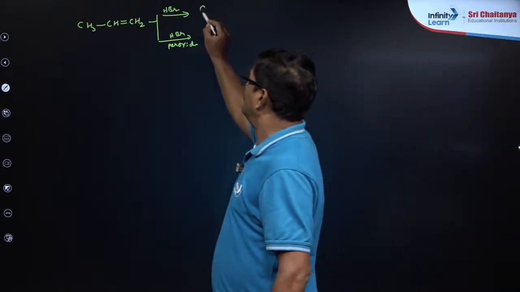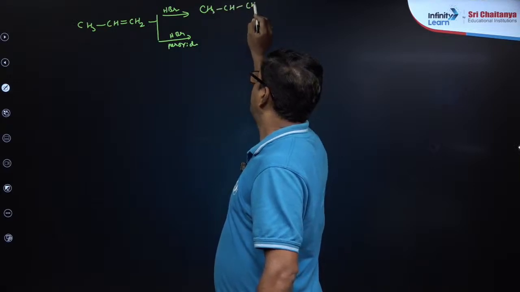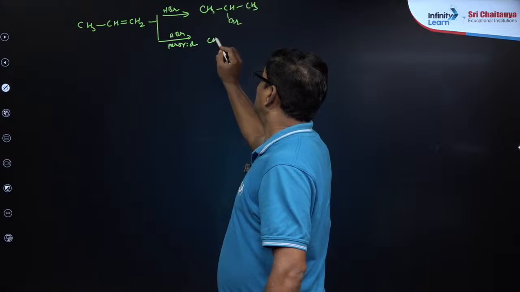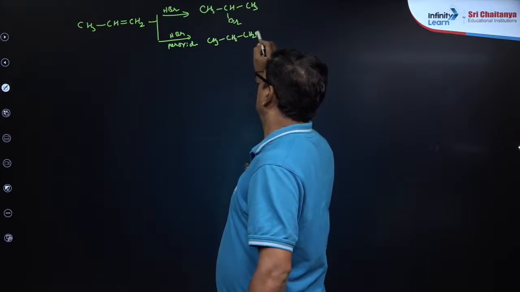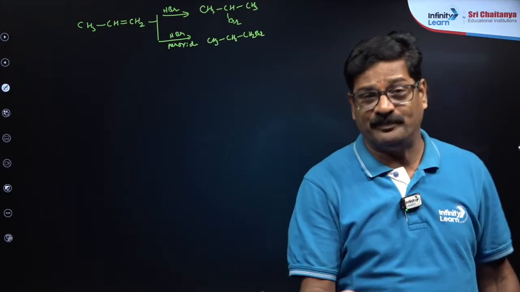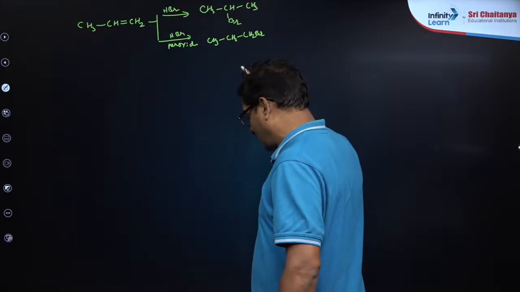you will get the anti-Markovnikov product here, with the bromine on the terminal carbon: CH3CH2CH2Br is the major product. I am writing only the major product. So this is what you call anti-Markovnikov addition.